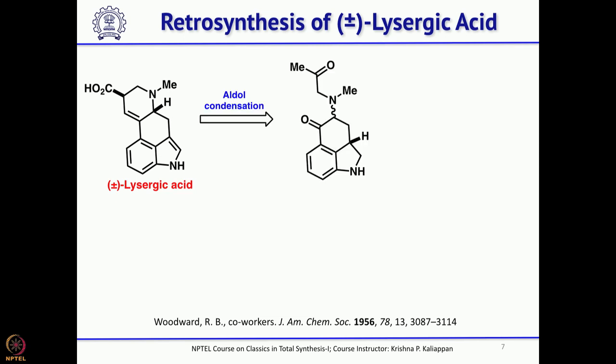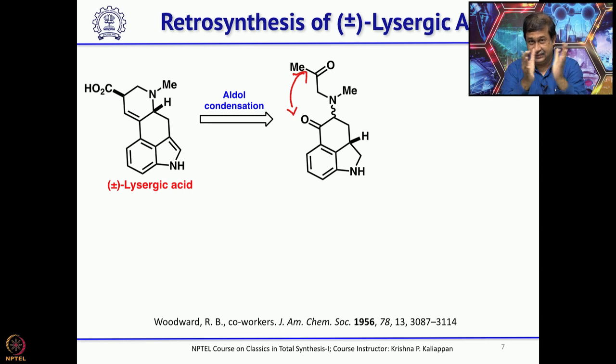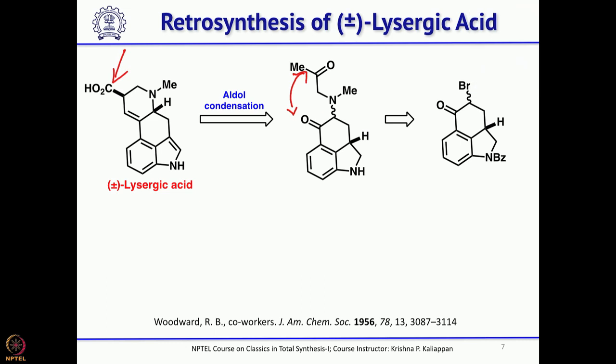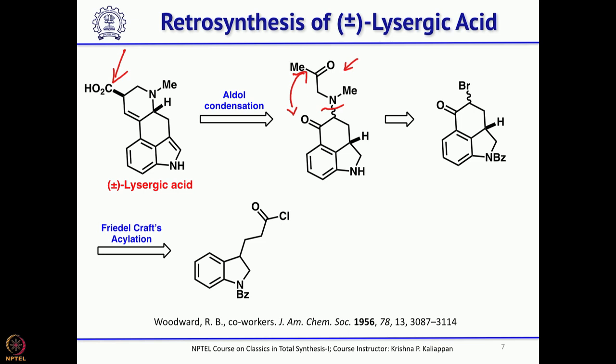So his initial idea was, as I said, you can do an aldol here. You can do an aldol to form the second six-membered ring. Then the carboxylic acid can be easily added. That was the first major disconnection. Then the second disconnection was an SN2 substitution reaction. You have an alpha bromo ketone, so you can do an SN2 reaction to introduce this methylamino ketone, which can be further used for intramolecular aldol condensation.